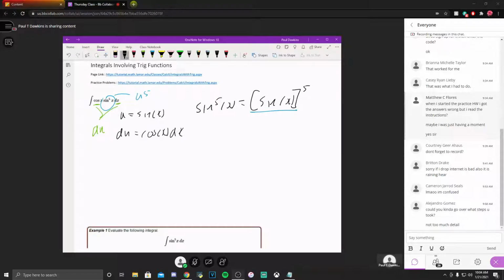So if you do the problem properly, the integral of cosine times sine to the fifth dx, upon doing my substitution, the sine to the fifth is just u to the fifth, and the cosine times dx is just the du. At that point, that's a dead simple integral. One sixth u to the sixth.